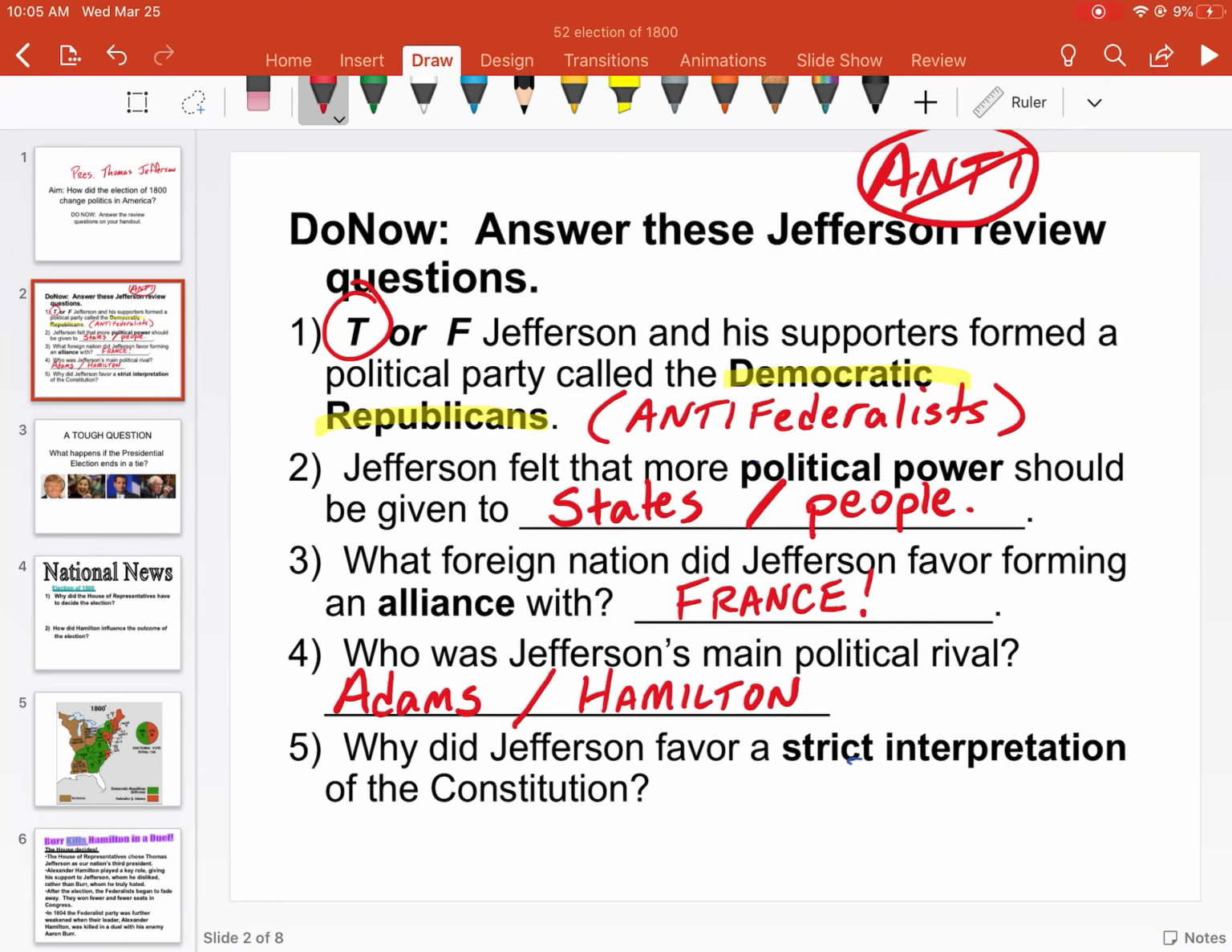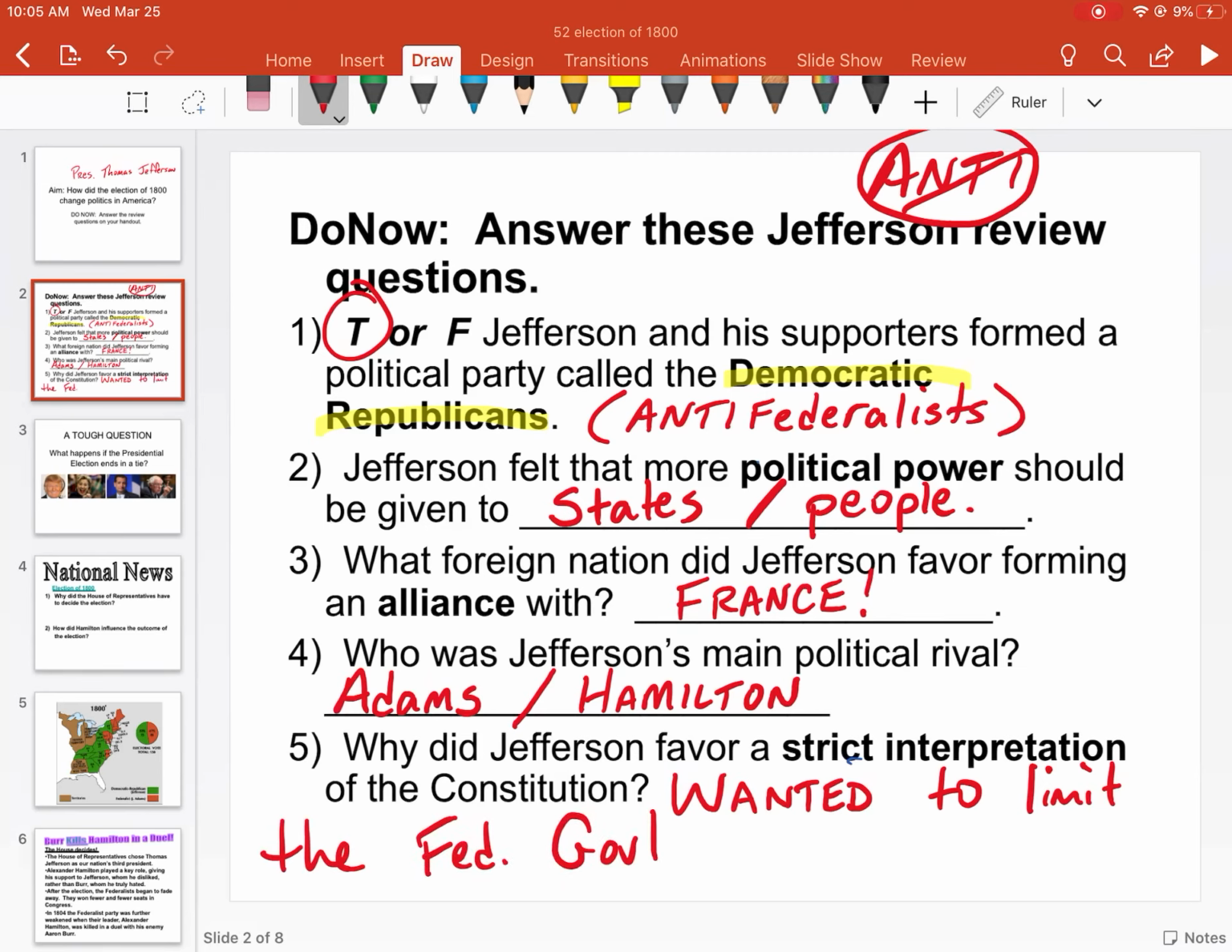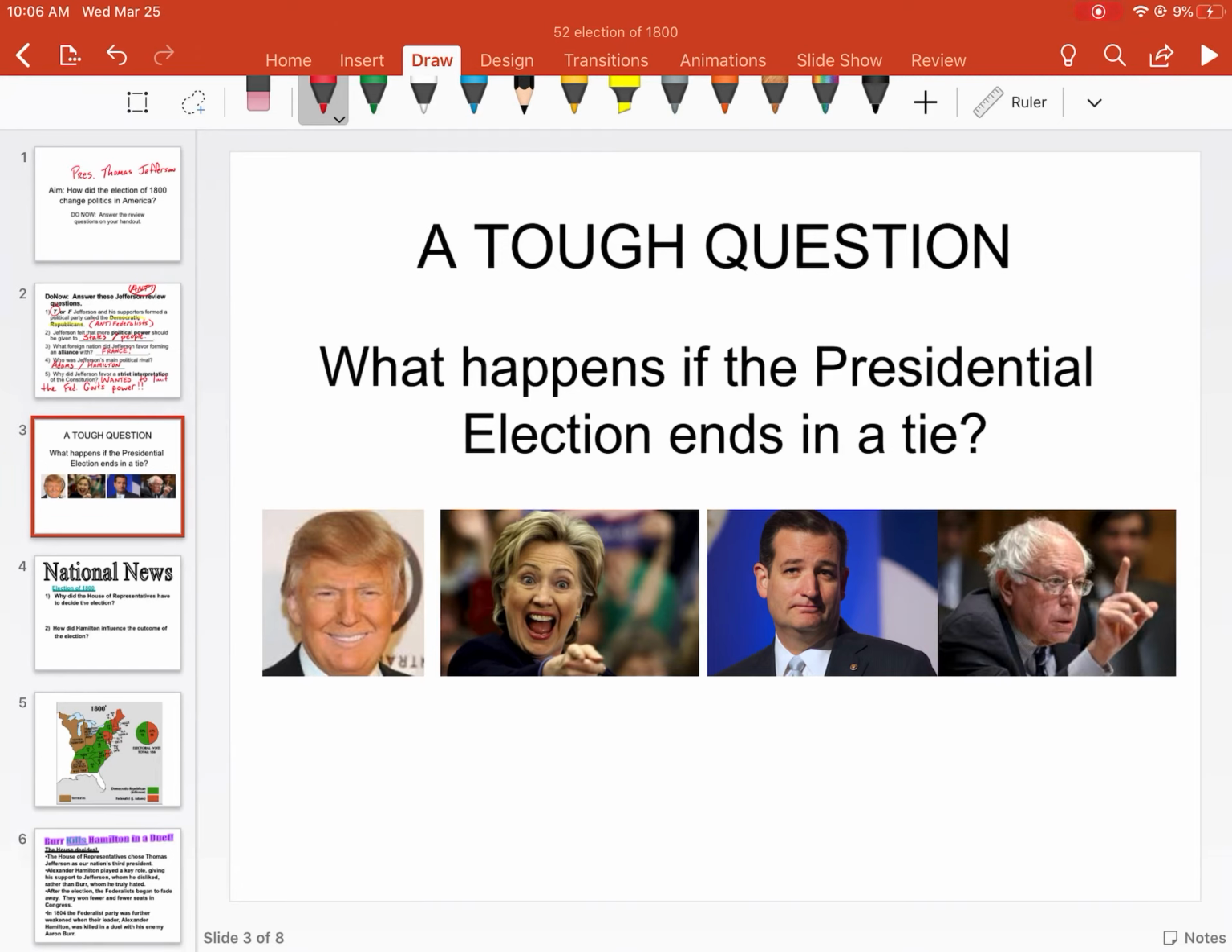Number 5 is very tough. Why did Jefferson favor a strict interpretation of the Constitution? A strict interpretation will come up later on this week. He wanted to limit the federal government's power. And so if the federal government must follow the Constitution very strictly, that will limit their power. All right, hopefully you did well on the do now. If not, hopefully my explaining it helps. Let's go to our intro question.